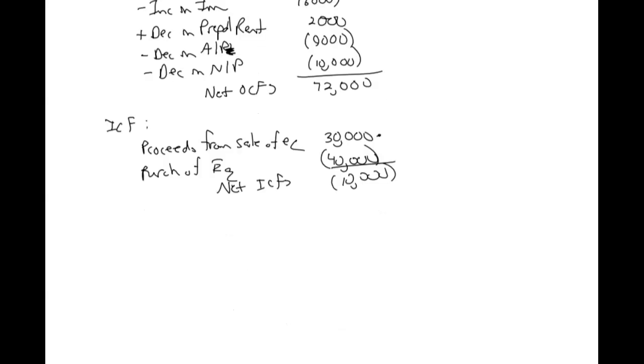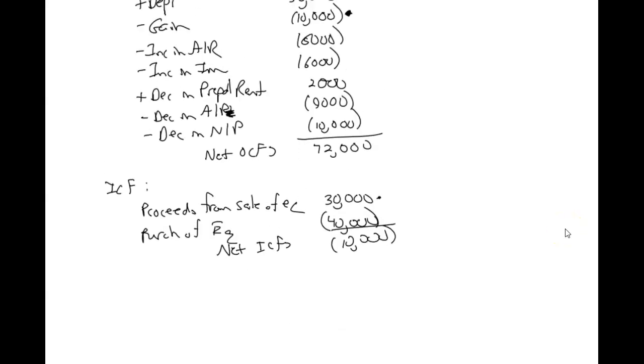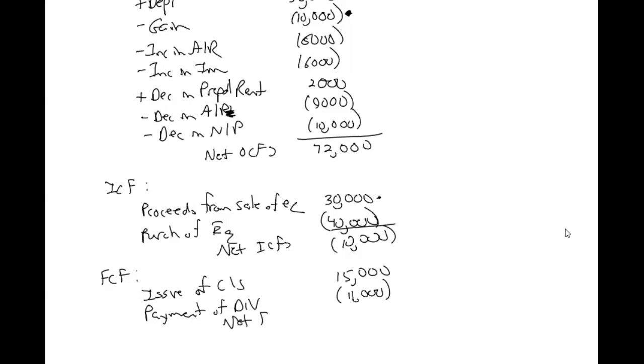Now we'll do our financing section. We had a few items here. We had the issue of common stock, and that was 15,000. So a lot of stuff going on here. And then we had the payment of the dividend that we calculated right at the end on the previous page, and that was 11,000. So that gives me my net financing cash flows, and that's a positive 4,000. So we've done our three sections.